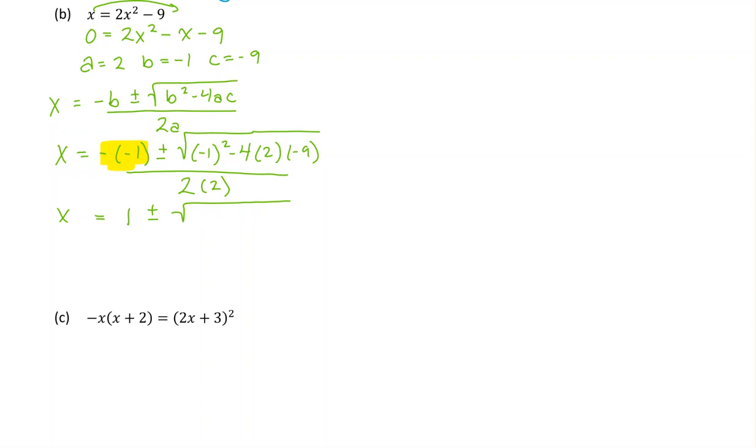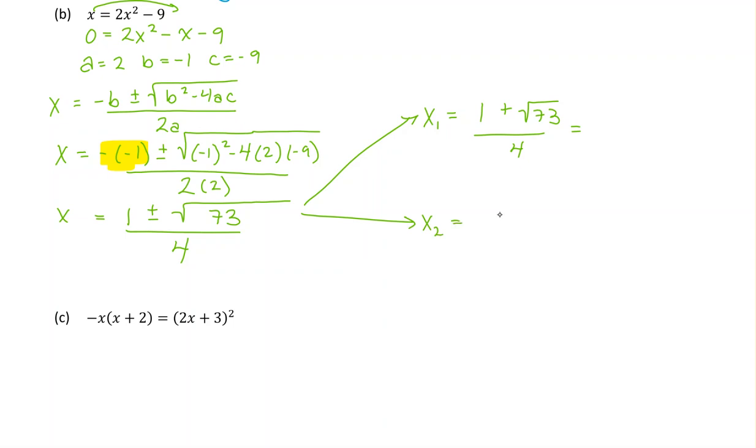1 subtract -72 is the same as saying 1 plus 72, which gives us 73 divided by 4. And now that we have that simplified, we can branch off to our x1, which would be 1 plus the square root of 73 divided by 4. And our second value of x would be 1 minus the square root of 73 divided by 4.